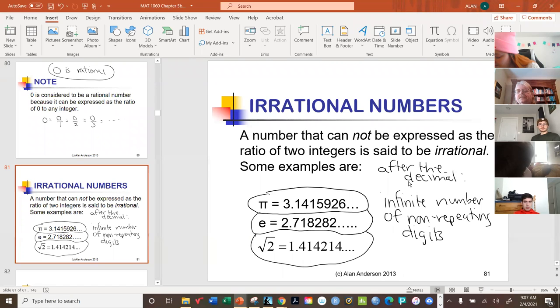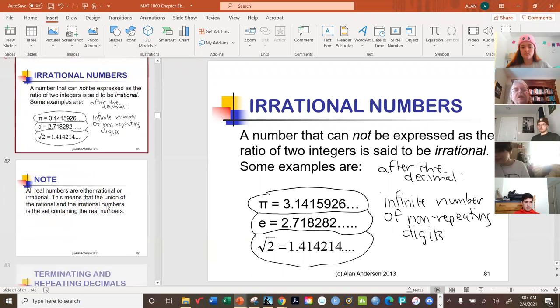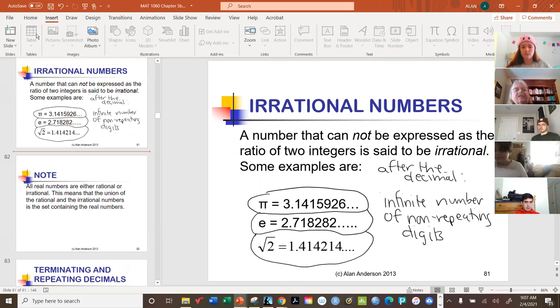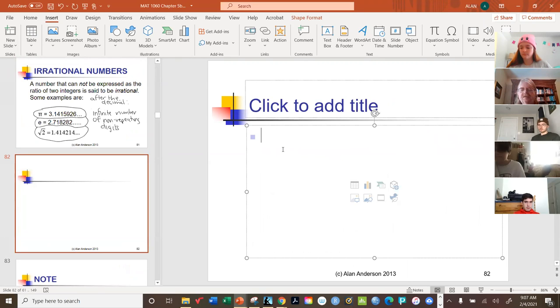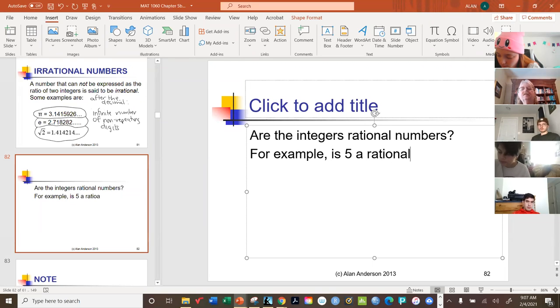Now, we're going to see some more rules that help us tell whether numbers are rational or irrational. But before we do that, what I'd like to point out here is that if you look at the real numbers, let's ask ourselves the following question. Are the integers rational numbers? In other words, for example, is 5 a rational number?